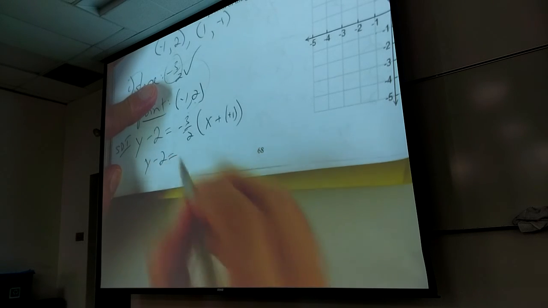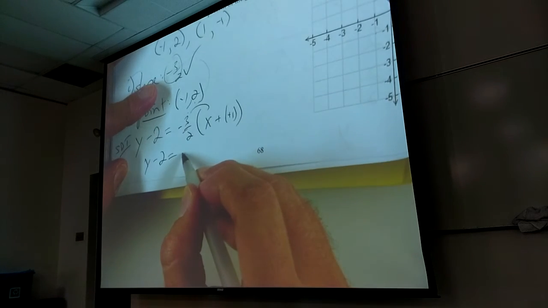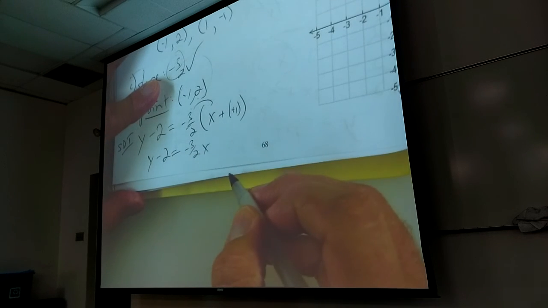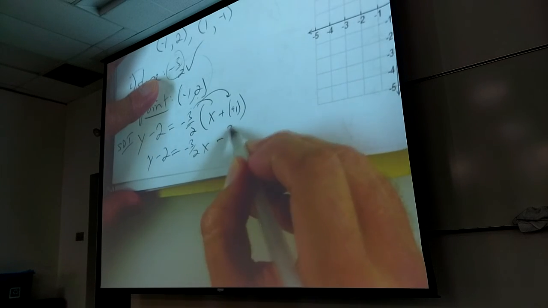So y minus 2 equals negative 2x minus 1, minus 3 halves.